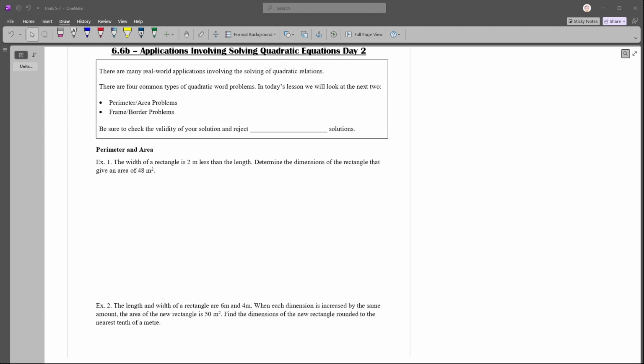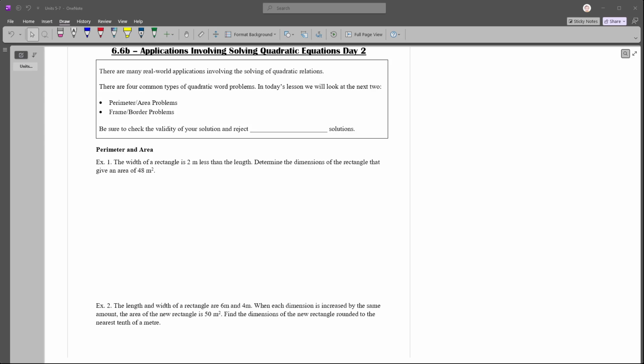Doesn't matter whether you're a tradesperson or whether you're working in the STEM fields. Math is math, and you find that you come across things like this all the time. Maybe you'll have the tools to solve it for you, but maybe you won't. So let's give you the mental tools to solve it. So here we go. Applications involving solving quadratic equations, day 2.